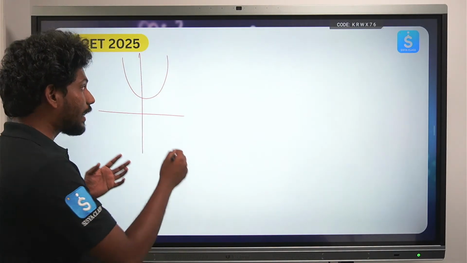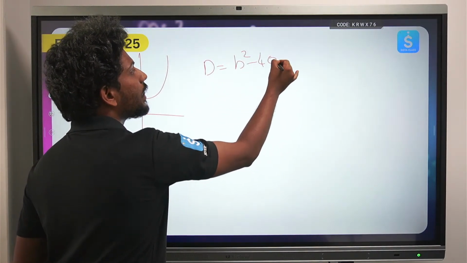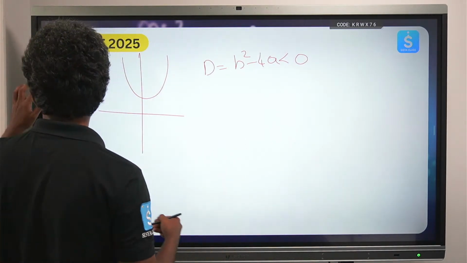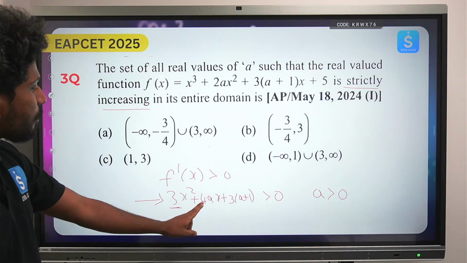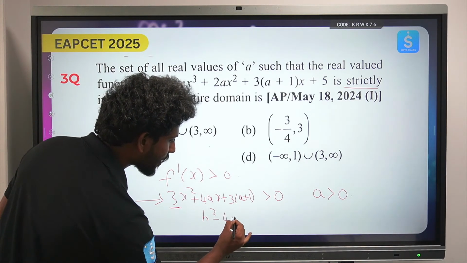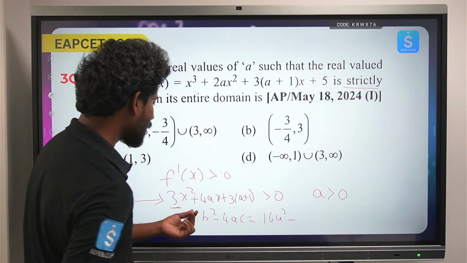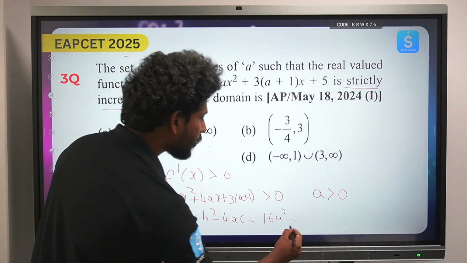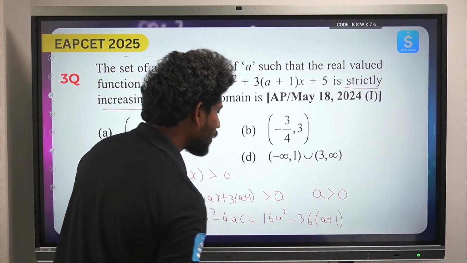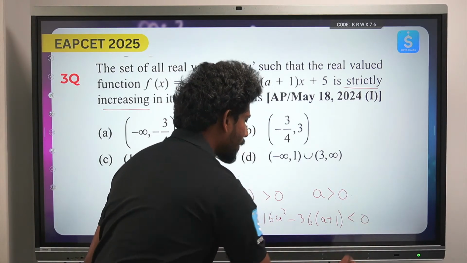That should not happen. In that case, I'll be taking the discriminant b square minus 4ac, where it should never touch the value. So b square minus 4ac is less than 0. What is b square minus 4ac I have? That is 4a whole square. So b square minus 4ac is 16a square minus 4 into 3 is 12, 12 into 3 is 36, so 36 into a plus 1. So 16a square minus 36 into a plus 1 should be less than 0, right?